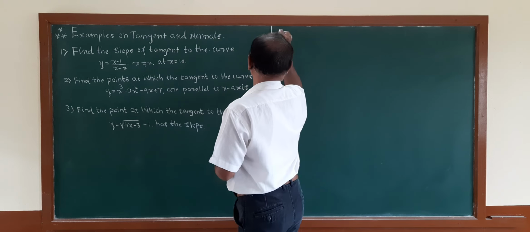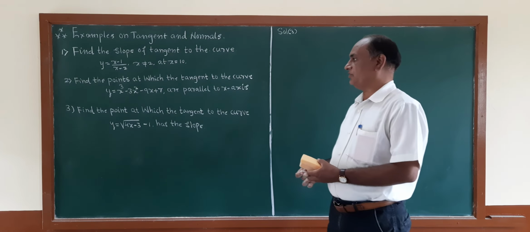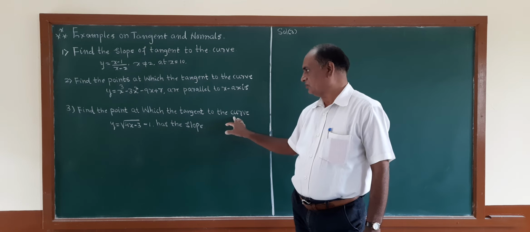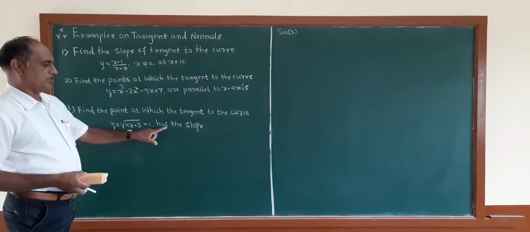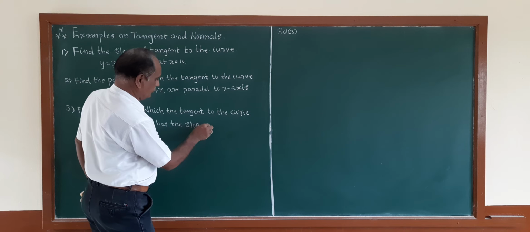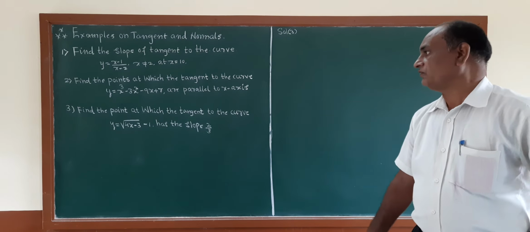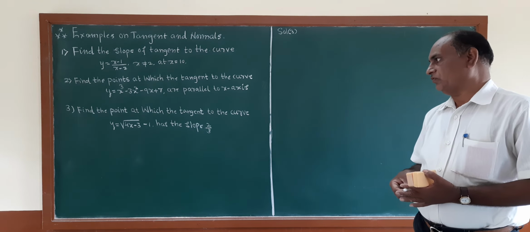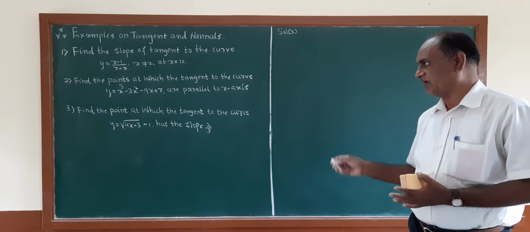Example number 3. So the solution for example number 3: find the point at which the tangent to the curve y is equal to square root of 4x minus 3 minus 1 has the slope 2 divided by 3.